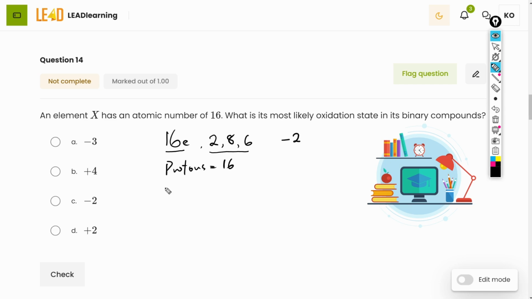And also electrons are currently 16. From what we said, proton number equals electron number. However, based on this configuration, it will need to accept 2 electrons so that its configuration becomes 2,8,8 to attain the octet configuration or the noble gas configuration. So it's going to acquire 2 extra electrons so that now we have 18 electrons. And that explains the charge of -2. So our answer is option C.